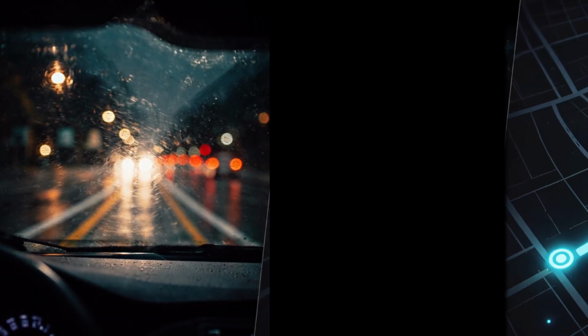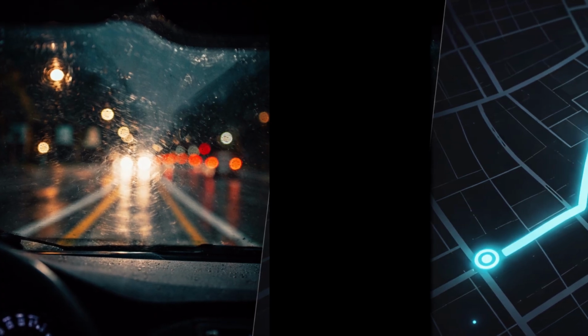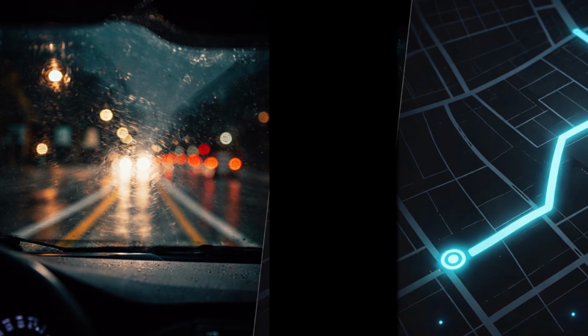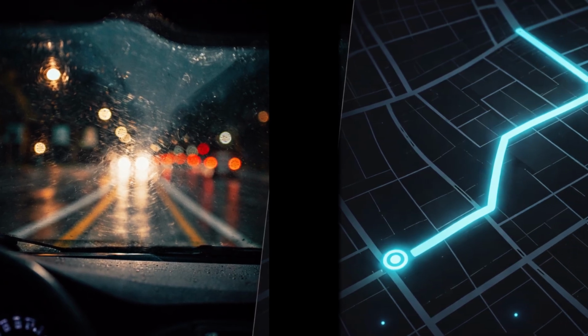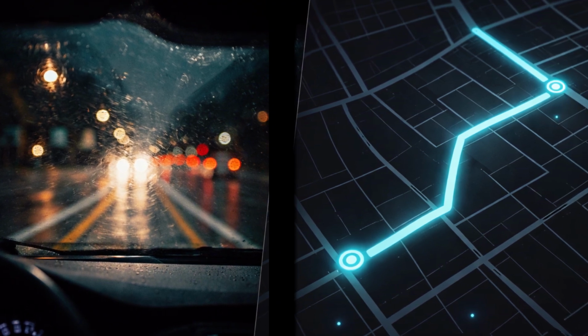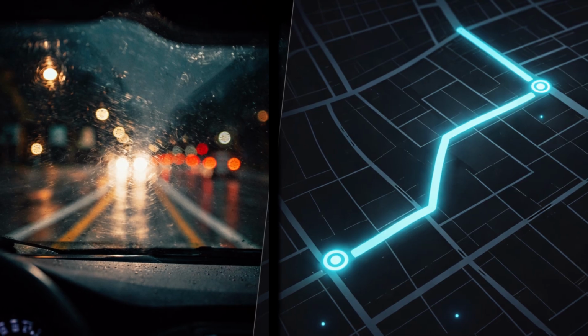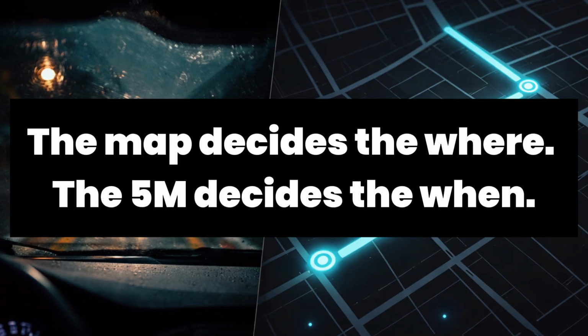Before the start of each day, you build a map. Same as driving somewhere new, you don't just feel it out turn by turn. You map the highways, the exits, the construction zones, and the dead ends. Trading's the same. Higher time frames build the map. The 5-minute chart tells you when to act inside that map. Write this down. The map decides the where. The 5-minute decides the when.